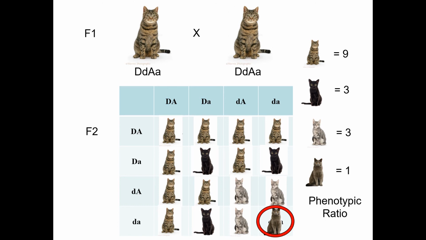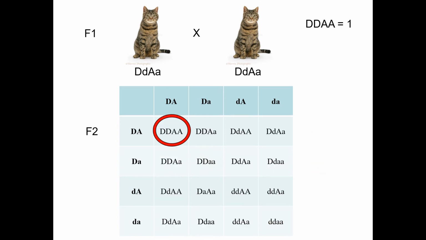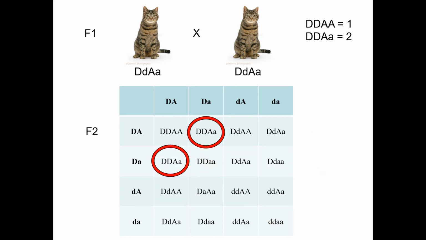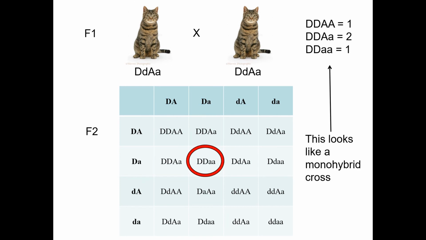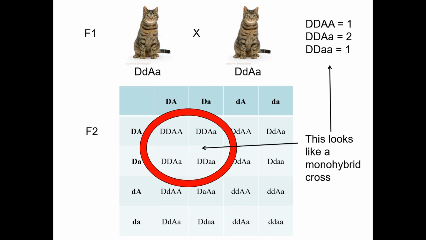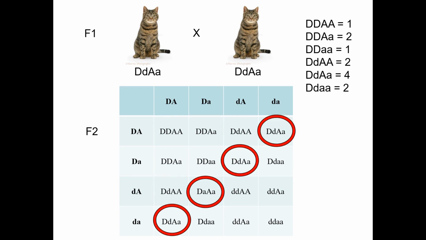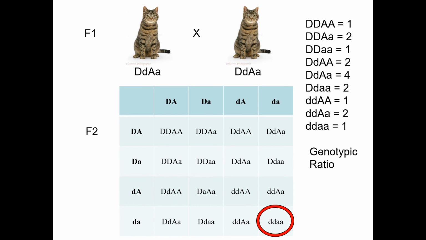So for example, we have 1 that's DDAA, all big, 2 that are 2 big Ds and heterozygous, and 1 that is 2 big Ds and homozygous recessive. This is the same 1 to 2 to 1 ratio as a monohybrid cross, because basically that's what this is. Only one of the traits was heterozygous. Now this is going to keep going. The genotypic ratio for a dihybrid cross is a mess. 1 to 2 to 1 to 2 to 4 to 2 to 1 to 2 to 1. I won't be asking you for this, okay? So you don't have to memorize it. But you are going to need to understand where these kinds of numbers come from.